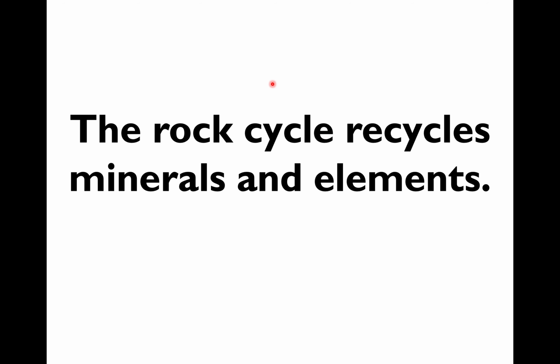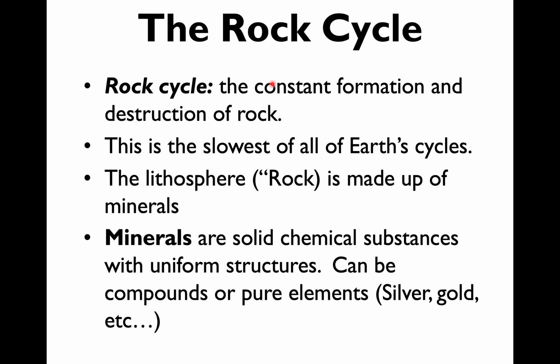So what the rock cycle is, is how minerals and elements move through the earth, up and down through the magma and back across the earth. It's a very slow process, but it's how all these rocks get recycled throughout our earth. So it's this constant formation and destruction of rocks. It's the slowest of all the cycles, even though we can think of something like the water and nitrogen cycle as seemingly pretty slow. This one is very slow.